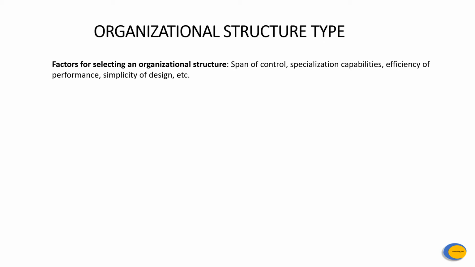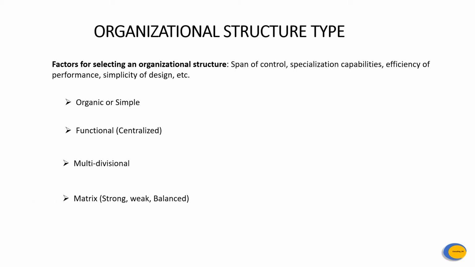And here are the most common types of organizational structure in companies: organic or simple, functional, multi-divisional, matrix (strong, weak, balanced), project-oriented, virtual, hybrid, and PMO, Project Management Office.